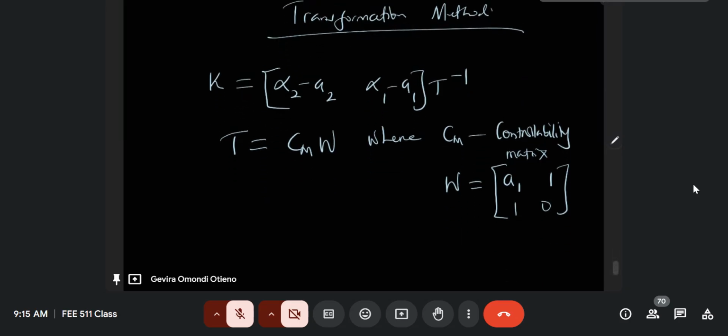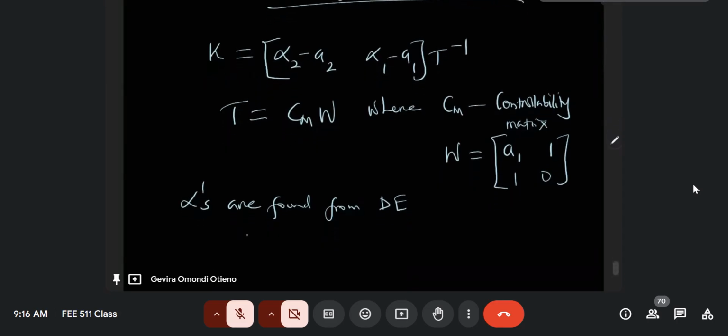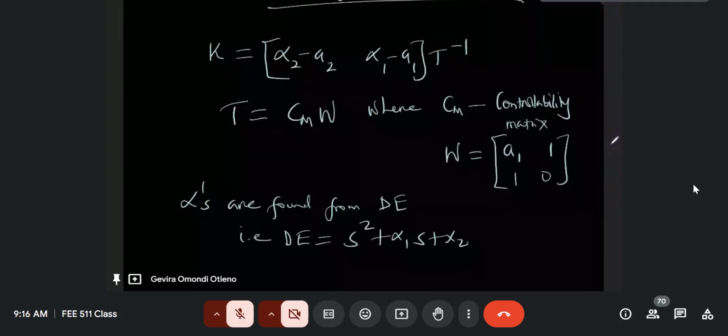Somebody would ask, I see alpha 1, alpha 2 in the value of K. How do you obtain the alphas? The alphas are found from the desired expression, which you now know how to obtain. You equate it to S squared plus alpha 1 S plus alpha 2. That's how you obtain alpha 1 and alpha 2.